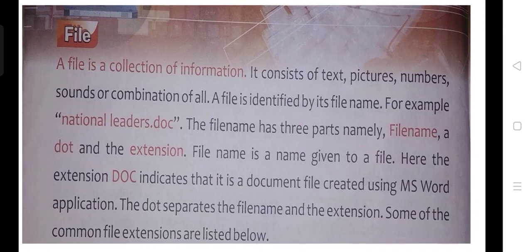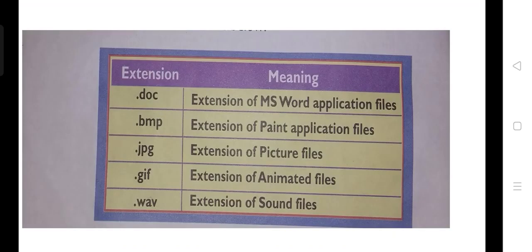Some of the common file extensions are, what are the extensions? You can see a doc. Doc is a document file that is created by the MS Word application. Then you can see .bmp. Bmp is a paint application. Then you can see JPG, it's an extension of picture file. Then you can see GIF, that is the extension of animated file. Then you can see WAV, that is the extension of sound files.